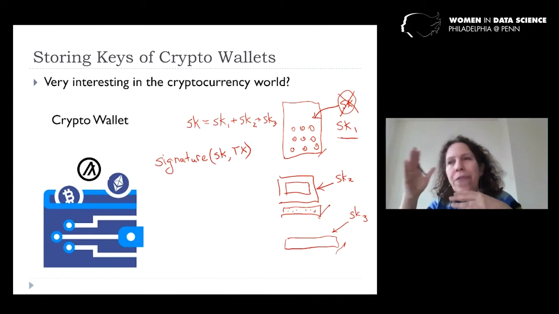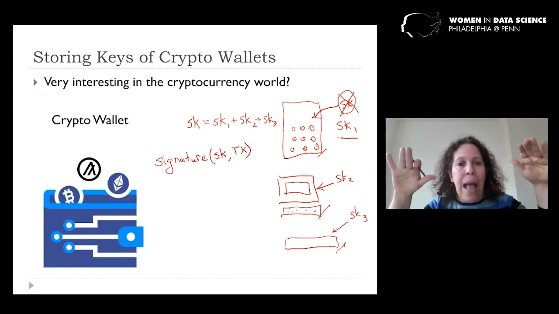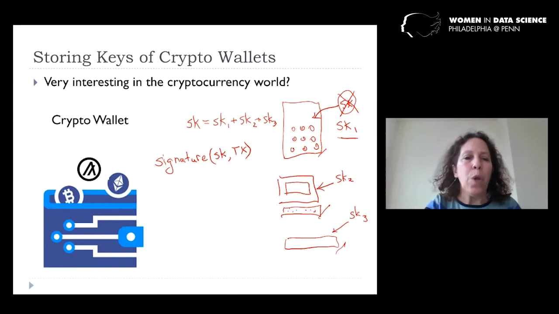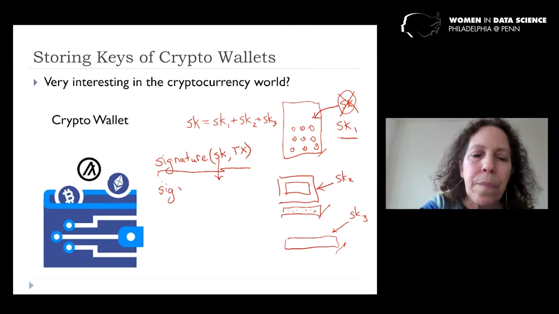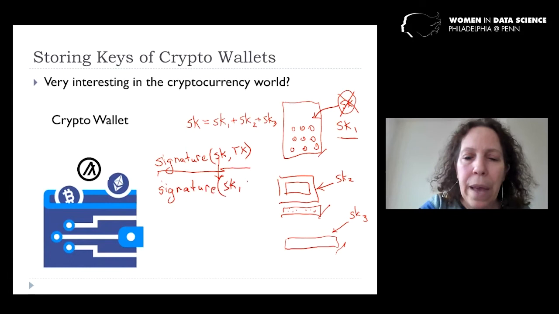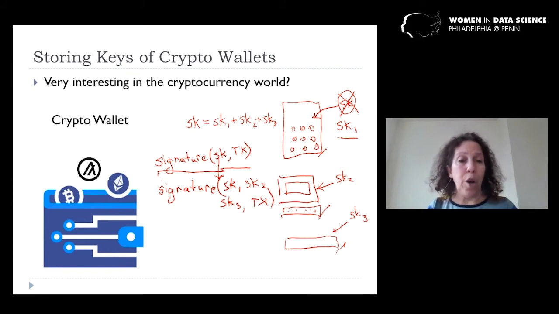Not just if you want to share with other people, you can take your private information, break it up into three entities, and these three entities will compute this function, a signature function, and now I'll write it as signature of SK1, SK2, SK3, and the transaction. And now we simply do a multi-party computation to compute this signature.